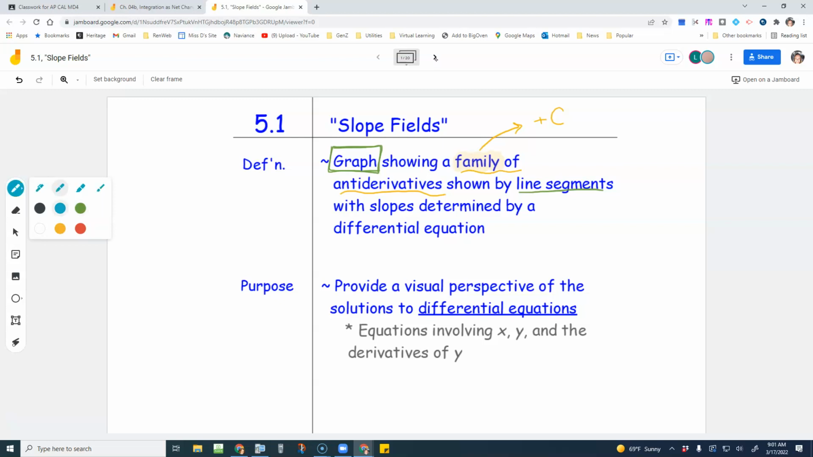Lines, we've been doing that since forever. Graphs, okay, I mean theoretically a graph of a line, once again, doing that forever. It shows a family of antiderivatives, but that's just what it shows. Where's the calculus? Right here.